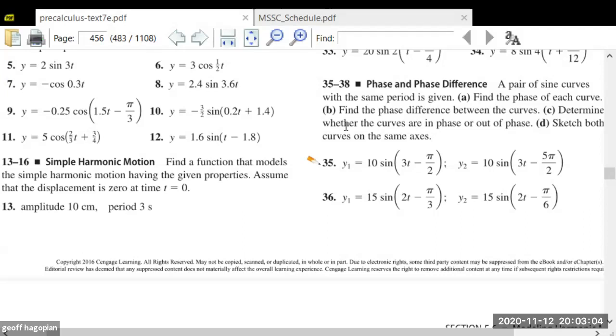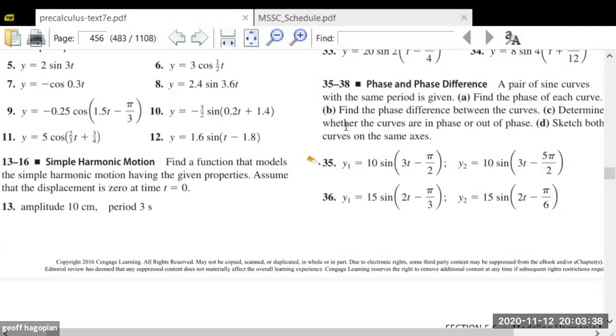In number 36, both sine waves have an amplitude of 15. They both have a period of pi. The coefficient of t is 2, so 2 pi over 2 is just pi. That's the wavelength or the period. And the shift is going to be pi over 6 for the first one and pi over 12 for the second one. Do you see that? Factor out the 2 and you've got pi over 6 shift to the right. The second one, factor out the 2, you've got pi over 12 shift to the right.